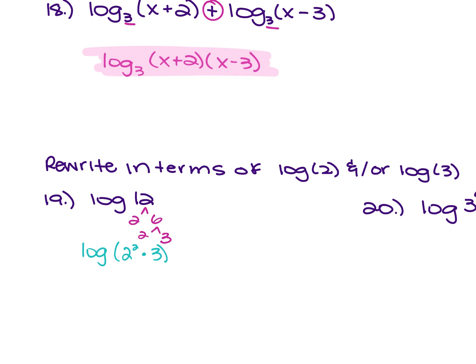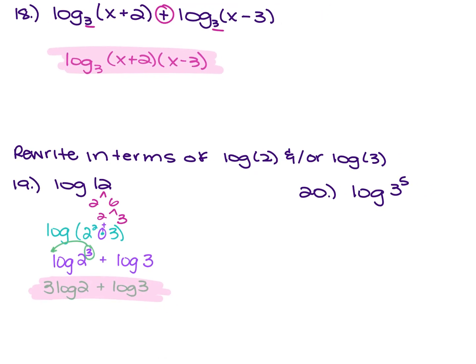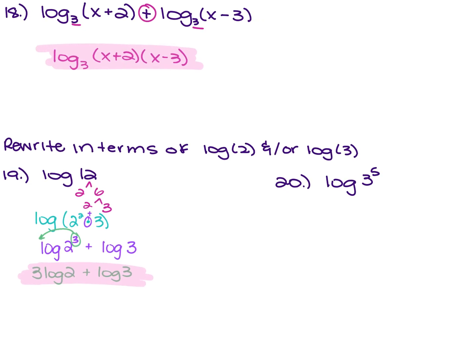The multiplication can be rewritten as addition. So multiplication means add. So that's going to be log of 2 squared plus log of 3. You cannot leave the power on the 2. It goes in front of that log. So that's going to give us 2 times log of 2 plus log of 3. For 20, you have log of 3 to the 5th power. Again, can't leave that power on that 3, so you got to bring it out front. So it's going to be 5 times log of 3.